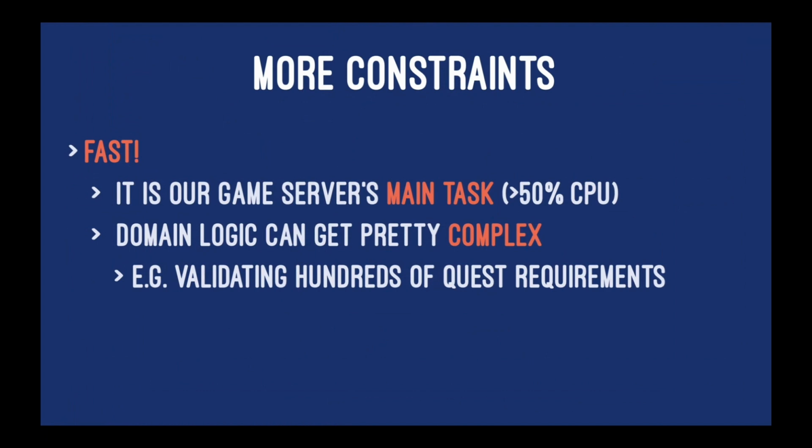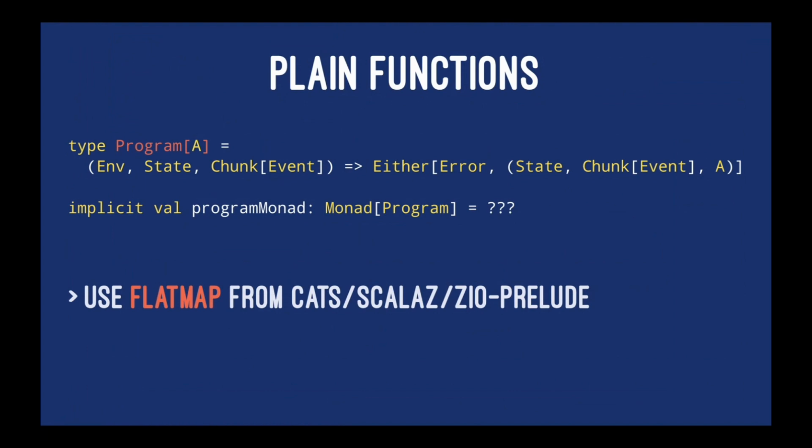The business logic takes a very large amount of CPU power. Okay, so how do we implement a program? The very naive way would be to use a function from a tuple of environment, state, and a chunk of events to either an error or a new tuple of state, chunk of events, and a result A. And then we could use a monad instance from Cats, ScalaZ, or ZIO Prelude, and then use the flatMap coming from this instance to write for comprehensions.